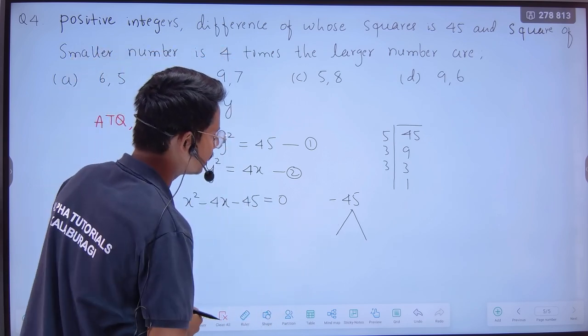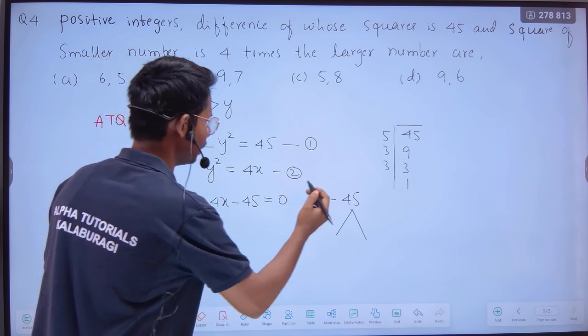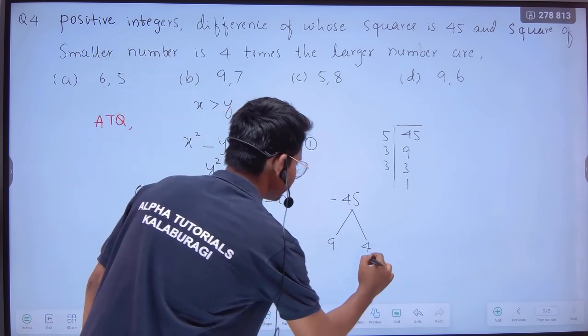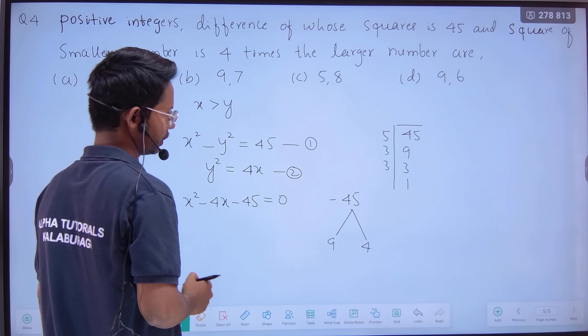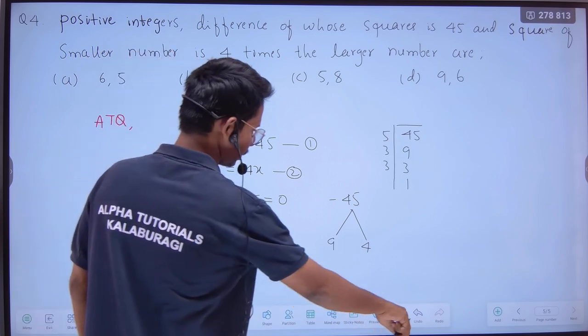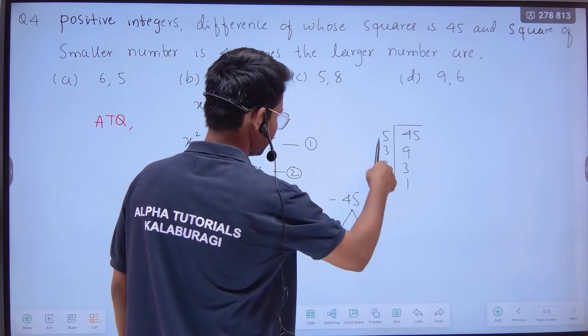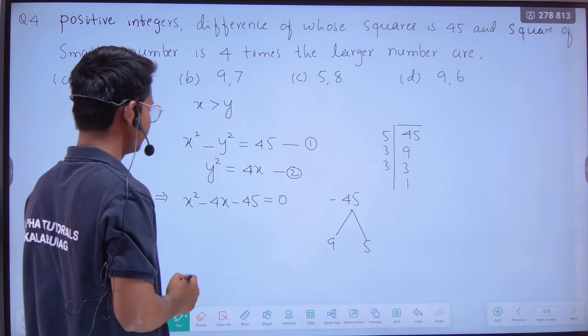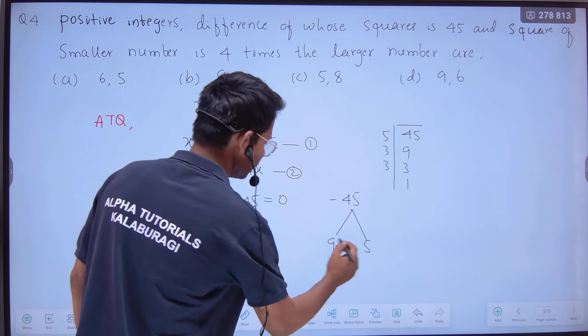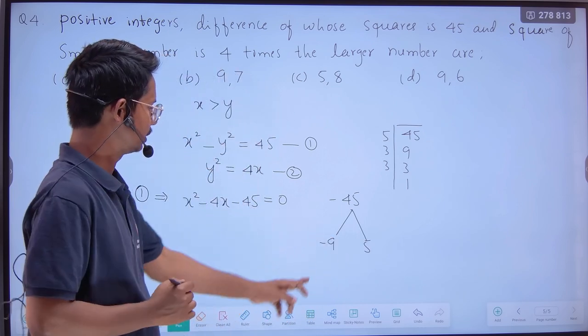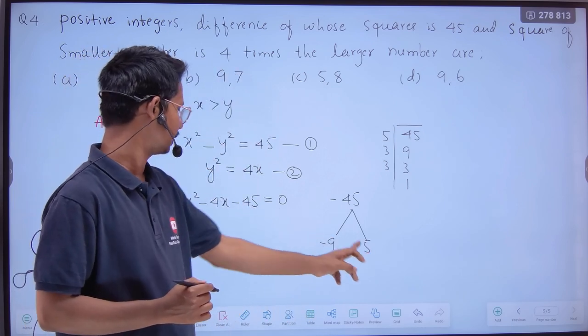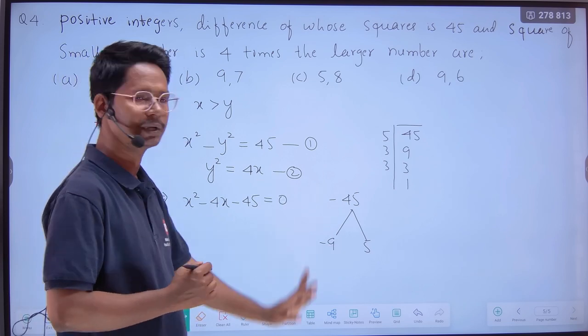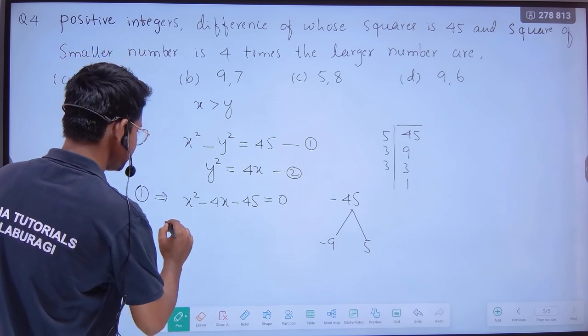Shall I go with 9 and 5? 9 into 5, 3 into 3 is 9, and 5. 9 times 5 is 45. And I need minus 4, so I'll give minus to 9. If I add minus 9 and 5, I'll get minus 4. If I multiply, I'll get minus 45. Now it is easy to get the roots.